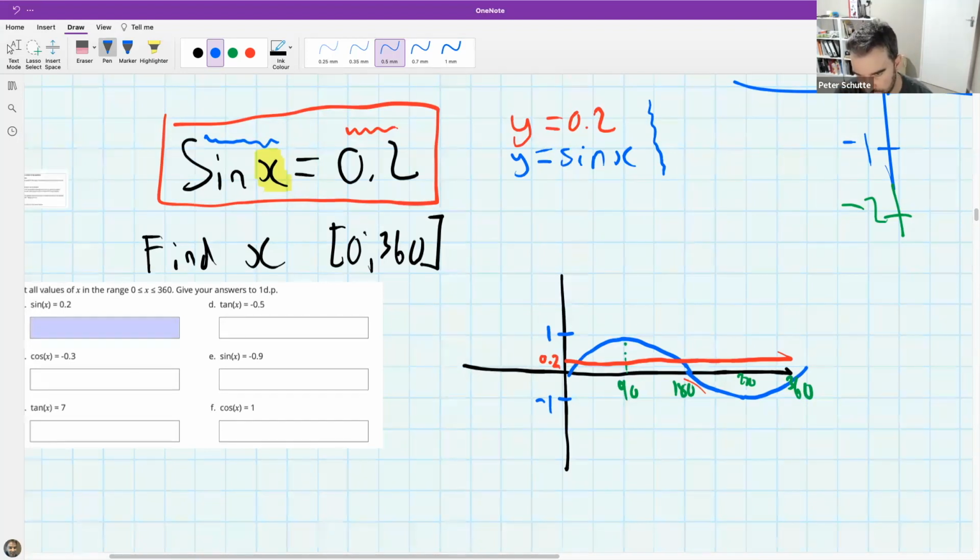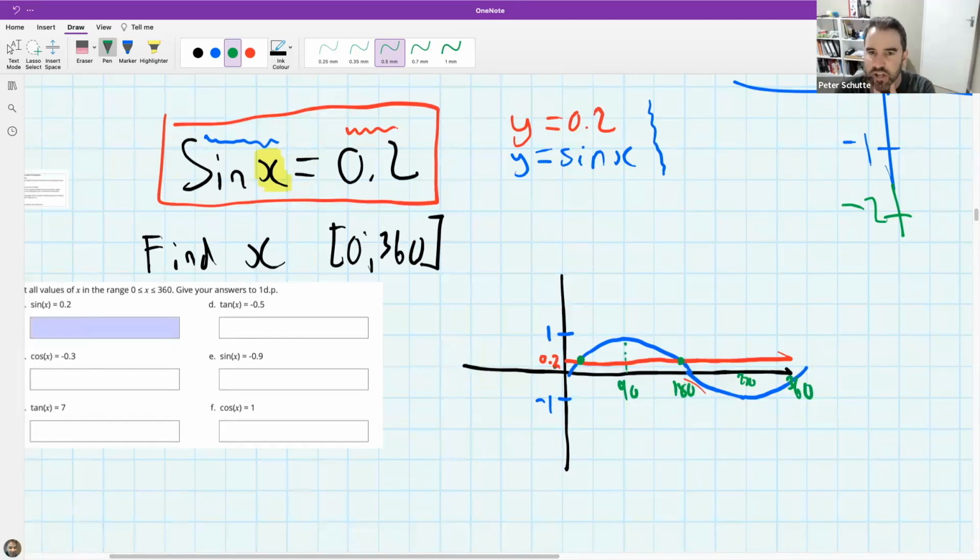Now, if we look at the graph of y equals sine x, that's the blue graph. The red graph is just the constant function y equals 0.2. And I want to suggest that the one answer is going to be here and the other answer is going to be there.